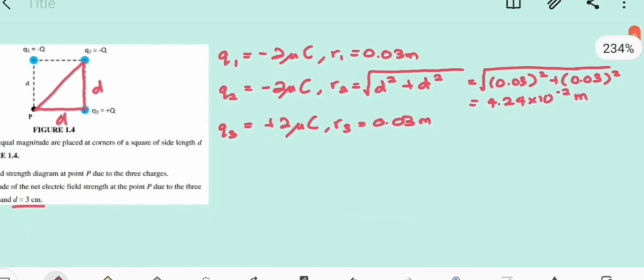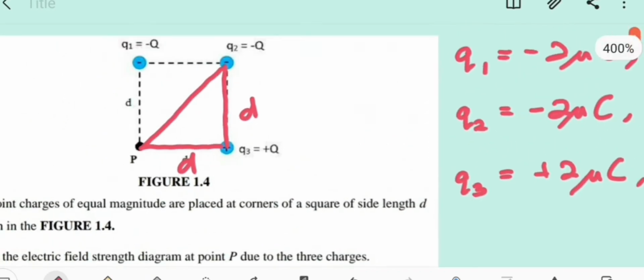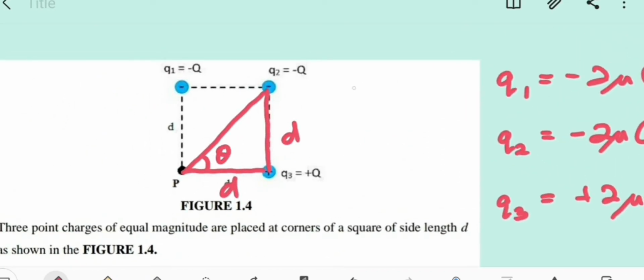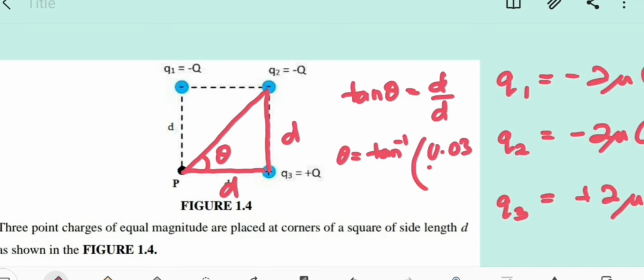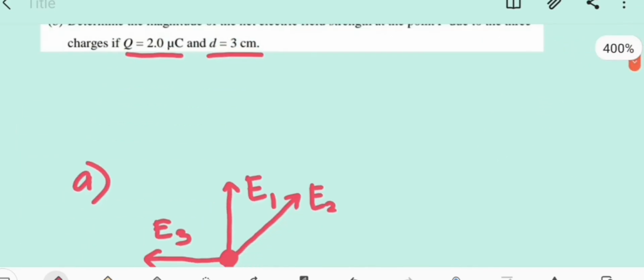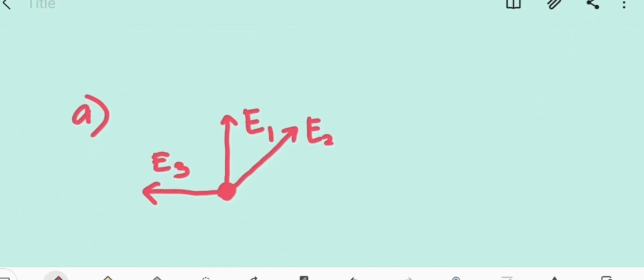Oh, and also we have to find the theta at point P. Well, since the triangle has two sides that are the same, we basically can get theta equal to 45 degrees like this, but we just have to show the working. Alright, now that we have all the information, it's time for us to calculate E1, E2 and E3.